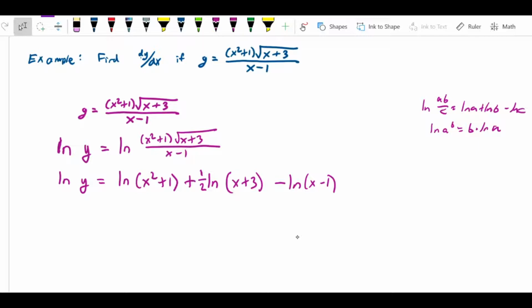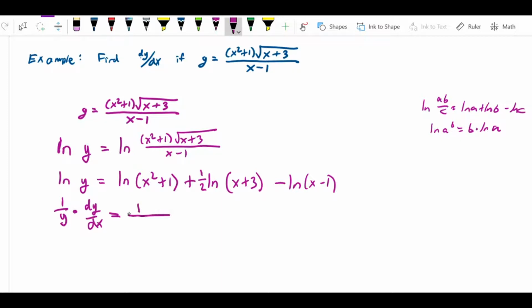Using what we learned about implicit differentiation, when I take the derivative of a function of y, I take the derivative the normal way, but then I multiply it by the derivative of y. So this is going to be 1 over y times y prime, or actually I'll write it as dy over dx, since that's how we're being asked for it in the problem. And then here I have three functions of x. I can just take their derivatives.